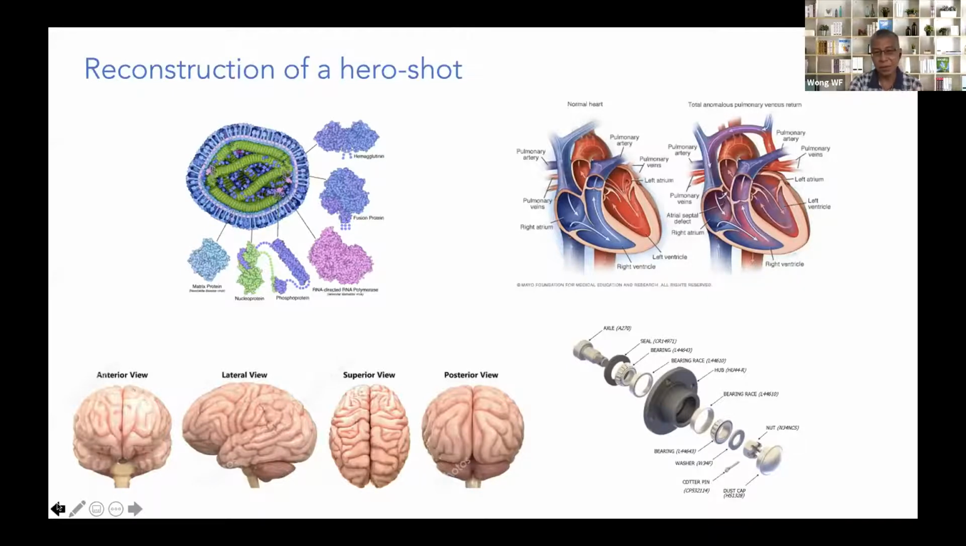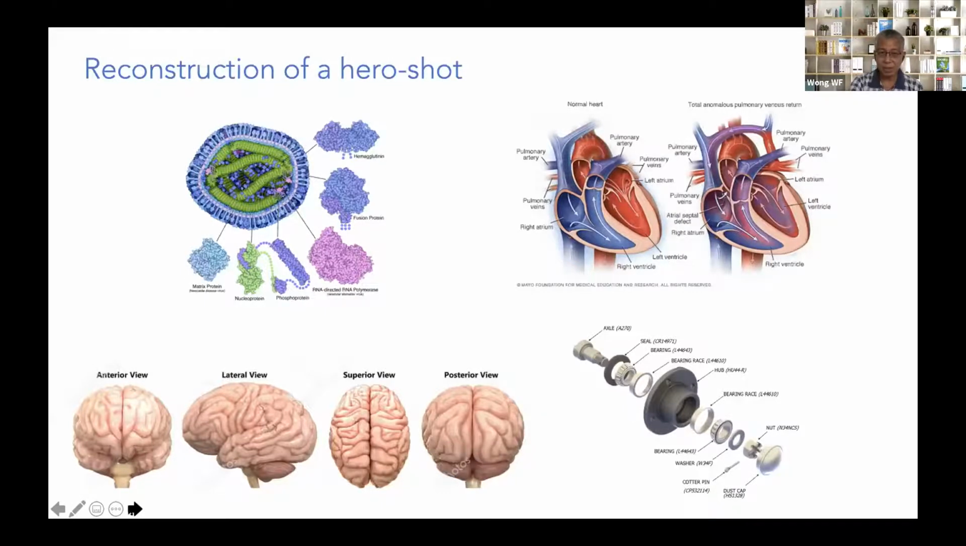Like a cut view, the top right is the cut view of the heart, or you can do an explode view, the bottom right. Or you can do views from different directions. For example, in this brain, you have anterior, lateral, superior, posterior, etc.